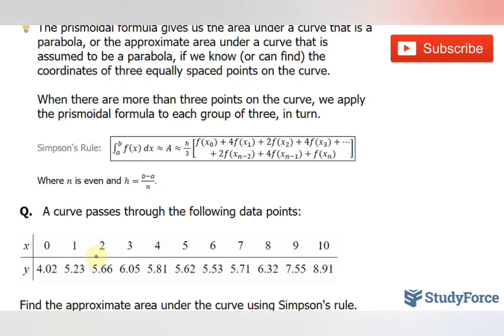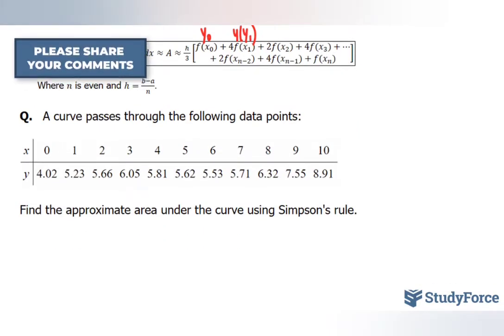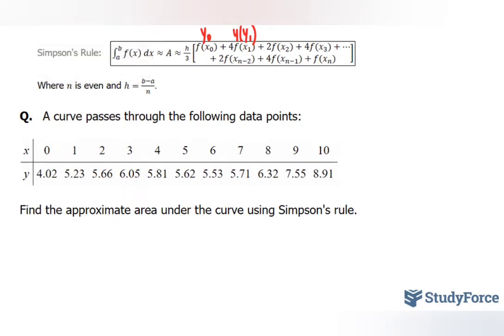And then you take your h and divide it by 3, multiplied by, and this notation might be confusing to you, but it's really not that difficult. What f at x subscript 0 actually means is simply what we had in the previous lessons, where we had y subscript 0, 4 times y subscript 1, and so on. That being said, the question reads: a curve passes through the following data points, shown in this table. Find the approximate area under the curve using Simpson's rule.